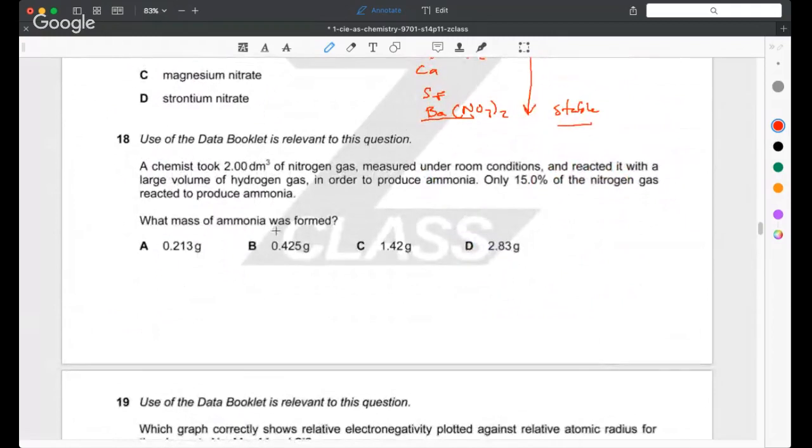Okay, question 18, looking at nitrogen reacting with hydrogen to make ammonia. It's that, isn't it? Okay, so, and you've got to, they tell you, don't they? Can I just try and write that a bit more neatly for you?